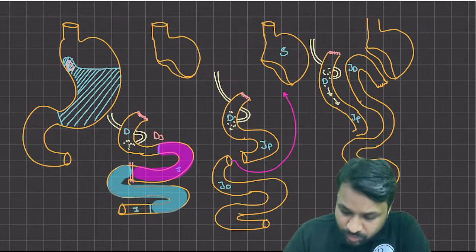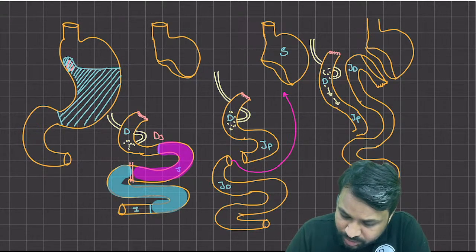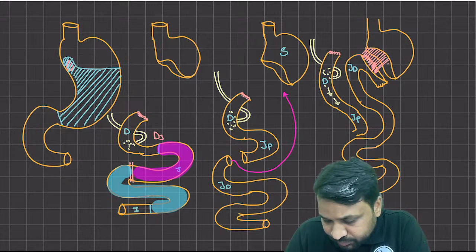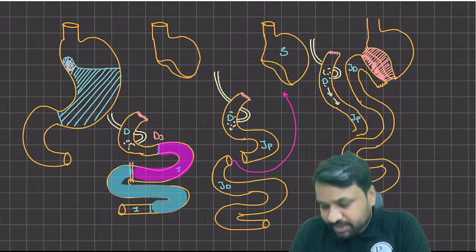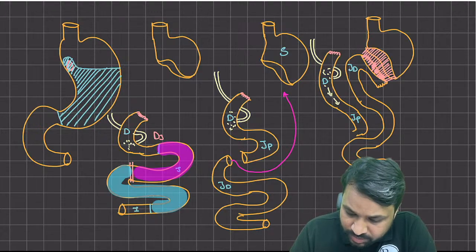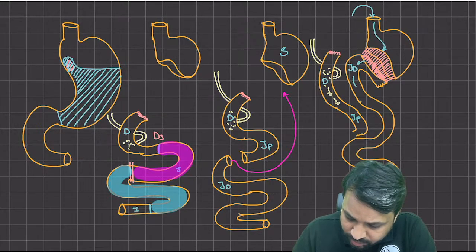Okay. Now what I'm going to do is open up the jejunum here. Once I open the jejunum here, I'm now going to make the anastomosis between the stomach and the jejunum, so that the food that comes into the stomach via this end will now enter into the distal end of the jejunum.